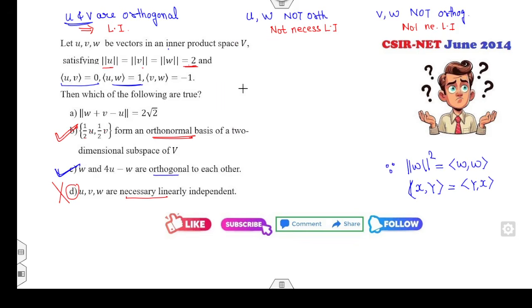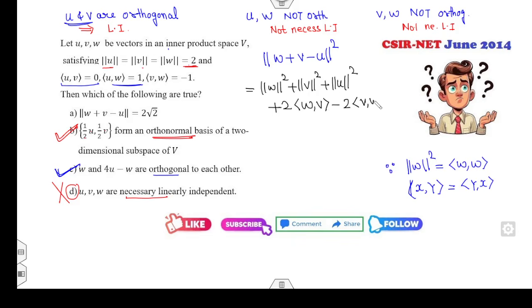Look at the first option. Now it's the norm of W plus V minus U. So I can start with the square. It's a square plus b square plus c square plus 2ab minus 2bc minus 2ac. Fine.